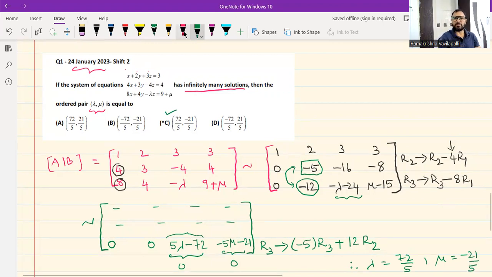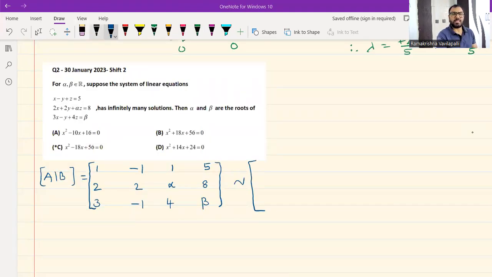Coming to the next question. Here is another question asked in January 2023. We can apply the same procedure. They have given a system of linear equations that has infinitely many solutions. Then what is the quadratic equation having alpha and beta as roots? Anyway, we need to find out alpha and beta. So, same as in the previous question, here also you write the augmented matrix. Now what is our aim? Our aim is that we have to make these two elements 0 using the first row element.